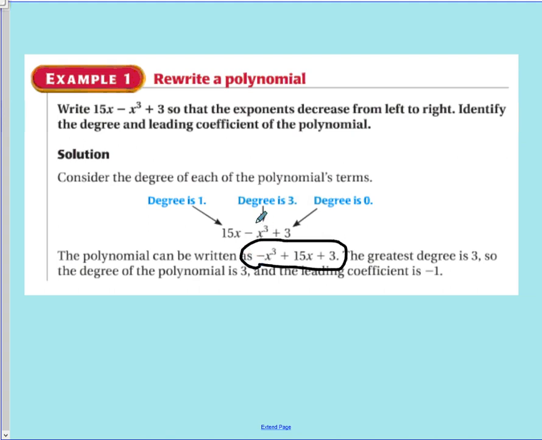Okay? Always remember to take the sign that is in front of the term. So for example, negative x cubed is going to be our first term. Positive 15x is our second, and then 3 being our constant term is going to be at the end. Our greatest degree is 3, and because we have this negative sign in front of x cubed, my leading coefficient is negative 1. All right, so that's how you would rewrite a polynomial in the correct form, with the exponents decreasing from left to right.